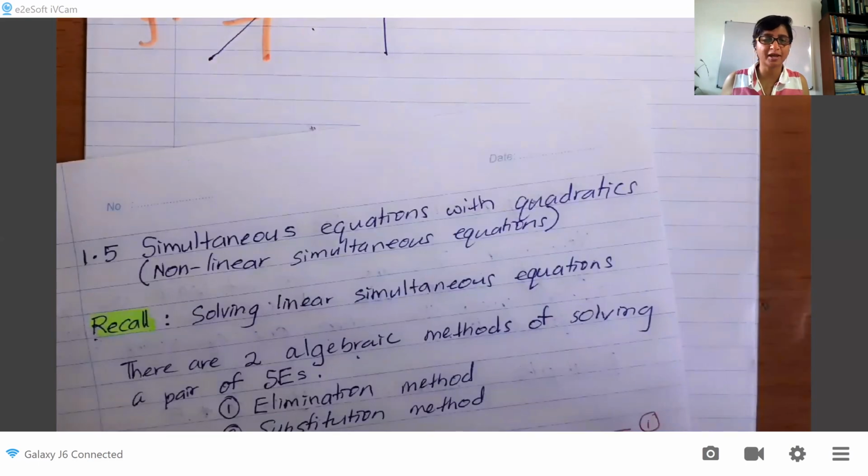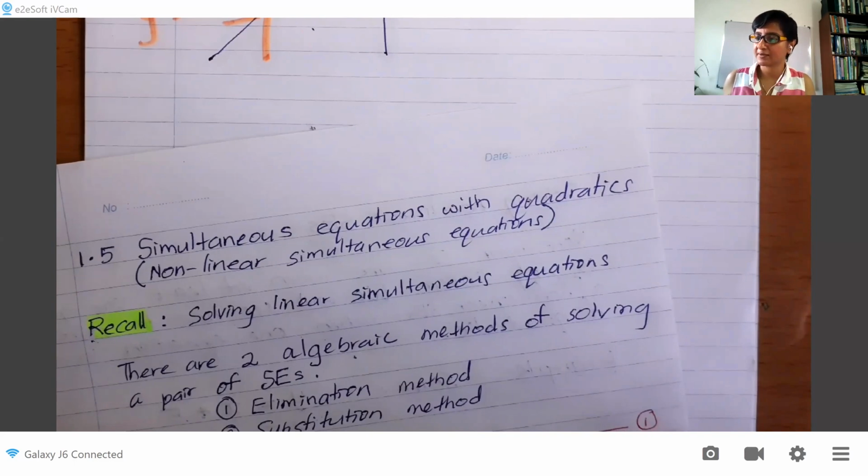How do you get, can you draw and show me how to get 4 points of intersection? It's only 3. Maximum is 3.